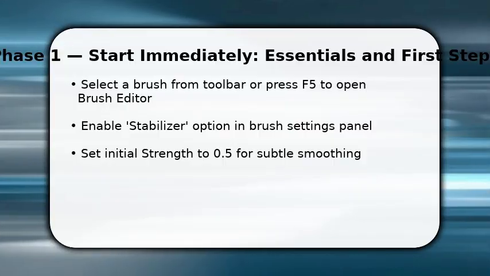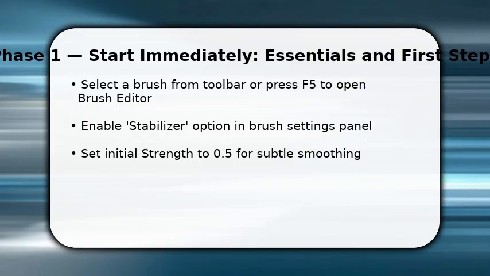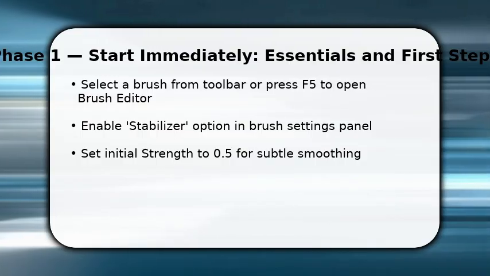You begin by selecting the brush you want to change. Open the brush editor now, press F5 or click the icon. This exposes pressure, spacing, and stabilizer controls. Once the editor is open, find the stabilizer section and toggle it on so you can preview changes live.